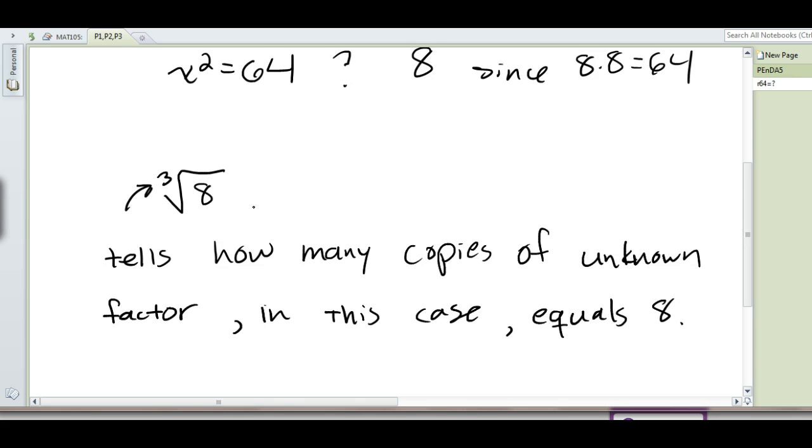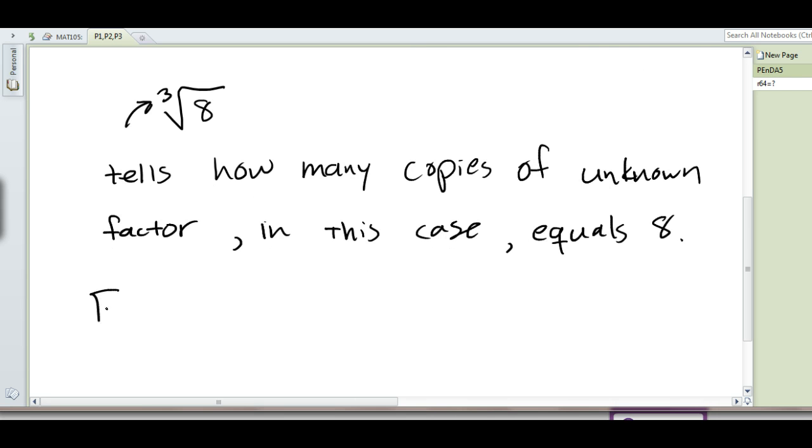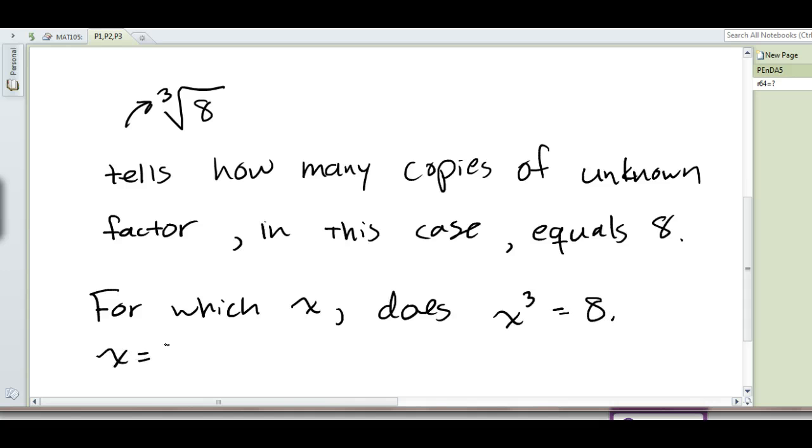So that means for which x does x to the third power equal 8? In this case we would know x has to be equal to 2, because 2 to the third power equals 8. 2 times 2 times 2 equals 8. So if they asked us to simplify the cube root of 8, that equals 2.